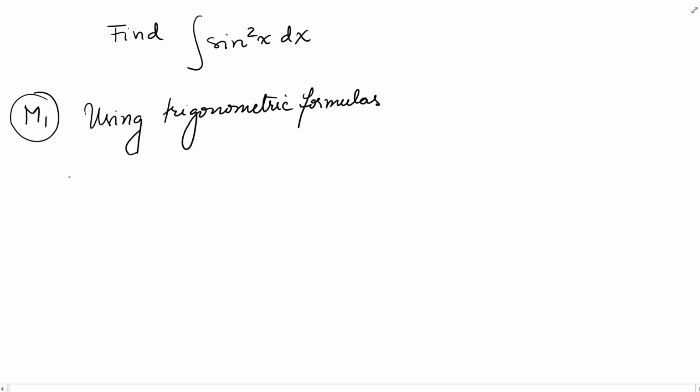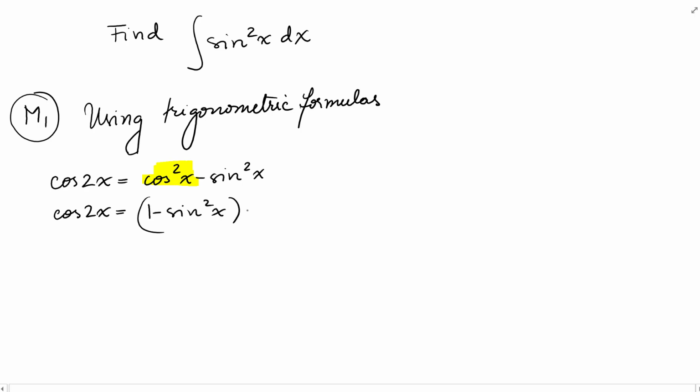So I know that cosine of 2x is cosine squared of x minus sine squared of x. Because in trigonometry, many formulas can be derived from other ones, so I tend to memorize one of them and then go from there. So then cosine of 2x equals, now instead of cosine squared of x, I'm going to write 1 minus sine squared of x, because cosine squared of x plus sine squared of x is 1. So I found cosine squared of x from that relation, minus sine squared of x.